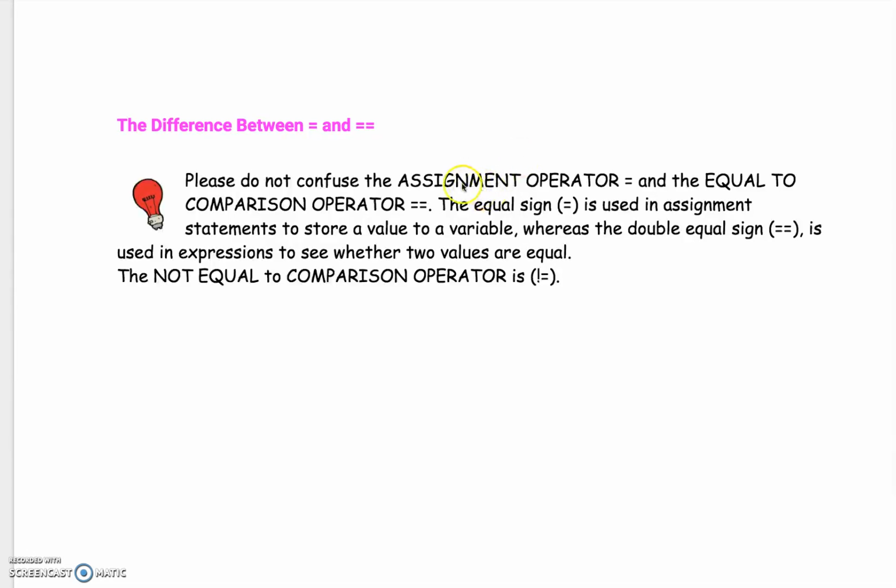Hope this video has helped you to understand the difference between the assignment operator and the equal to comparison operator in Python programming.